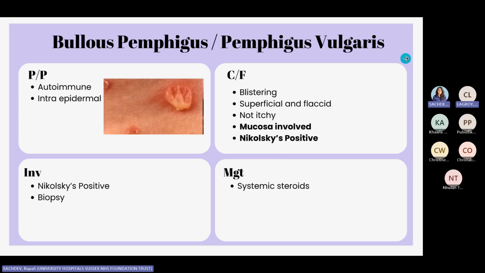Bullous pemphigus, which is the one I forgot the name of, is also autoimmune, but it's intraepidermal rather than subepidermal. The clinical features, again, are blistering, but this time they're a lot more superficial and flaccid. The mucosa can be involved. So those two bold things, the Nikolsky positive and the mucosa involvement, is the difference when getting a question which has both of these answers, the pemphigoid and the bullous pemphigus one.